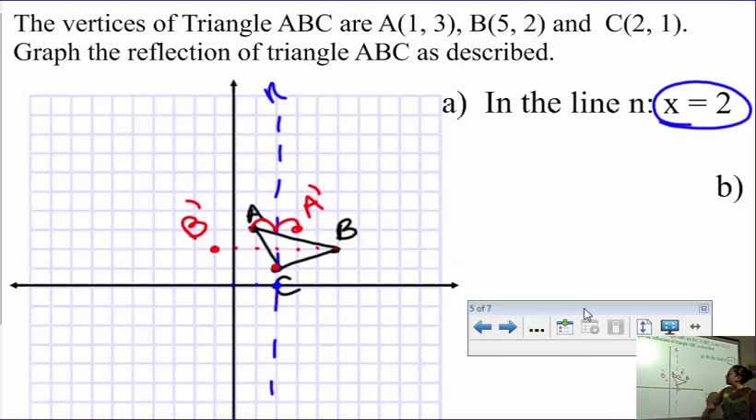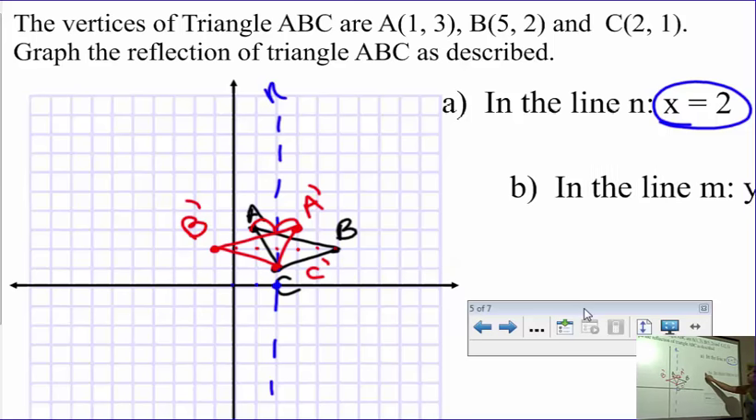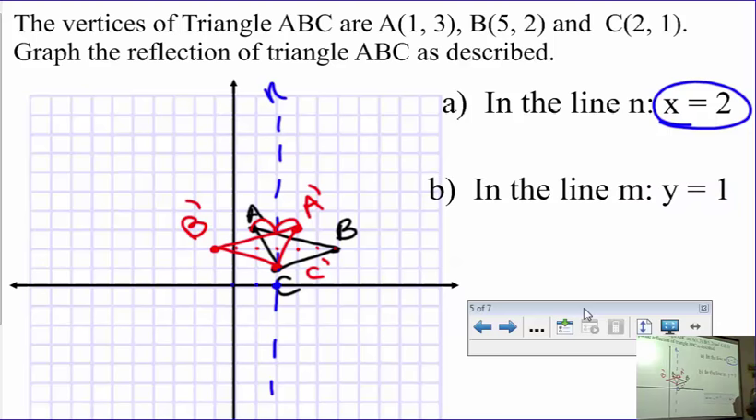So C prime is going to end up in the exact same spot that C is. So we're going to go ahead and graph that, or finish making this a triangle. And we've got our reflected image. What I want you guys to do now is pause this, and on your next graph, go ahead and try reflecting the original picture in the line M, y equals 1.